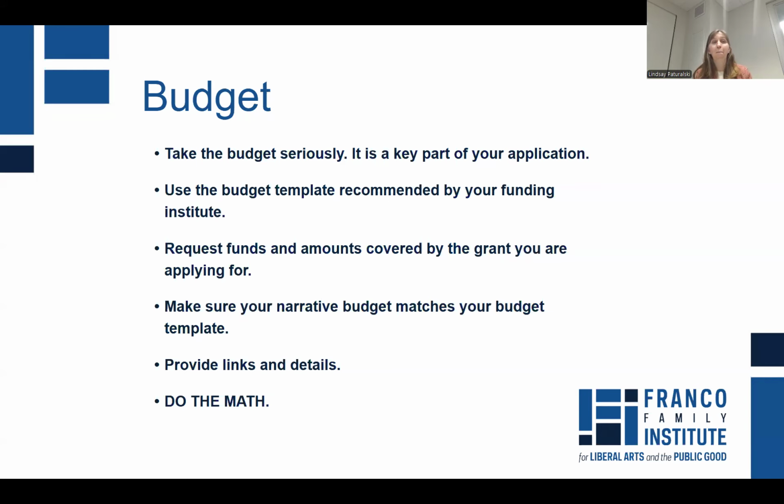Make sure that the amount that you are requesting matches all of the numbers that you put into your template. And I don't know if it's the same for all grants, but certainly for Franco grants, we have a field where we ask you to provide the amount that you're requesting. And when that number doesn't match the number in your narrative budget or in your template, then we start to get kind of confused about where these different numbers are coming from.